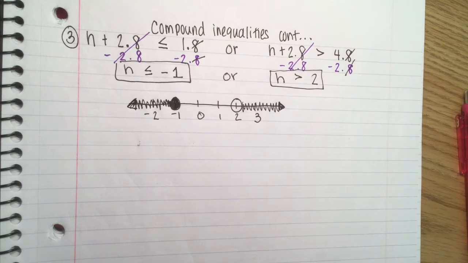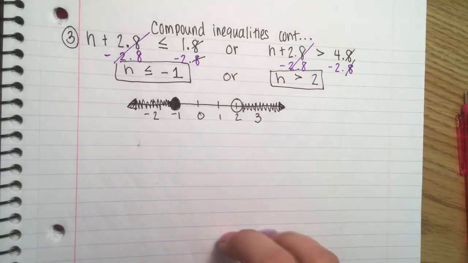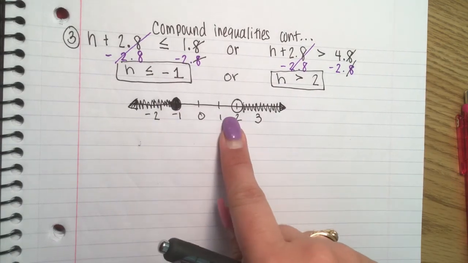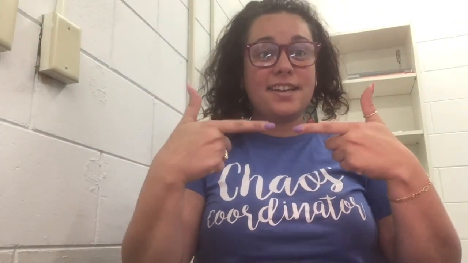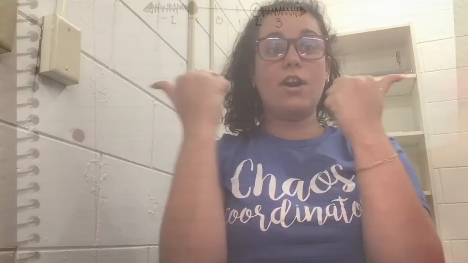So notice how the and statement was between and we shaded between. An or statement, we're shading on the outsides. And, or. And, or. Let's go ahead and try another one.